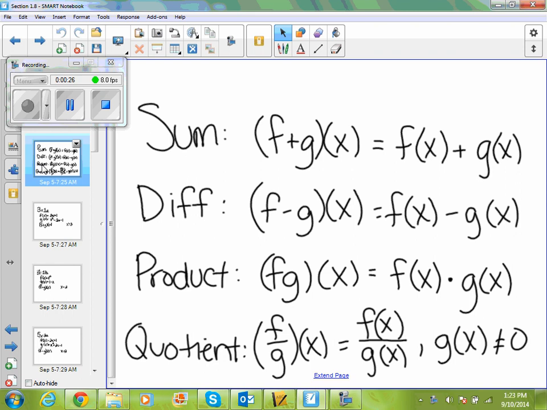Your difference function is f minus g of x, which is f of x minus g of x. Your product function is f times g of x, which is f of x times g of x. And your quotient function is f divided by g of x, which is f of x divided by g of x. The only condition for that one is that g of x cannot equal 0, because you can't divide by 0.